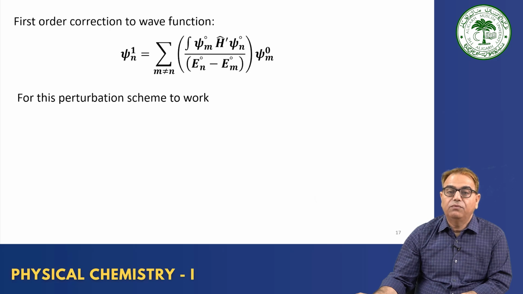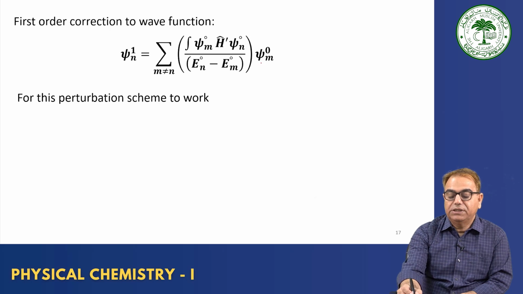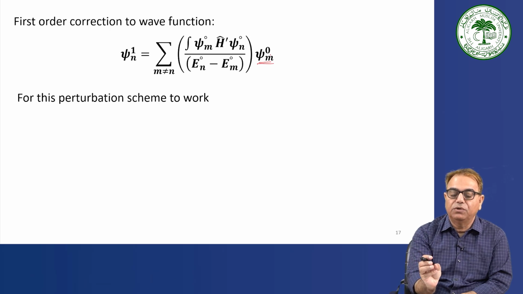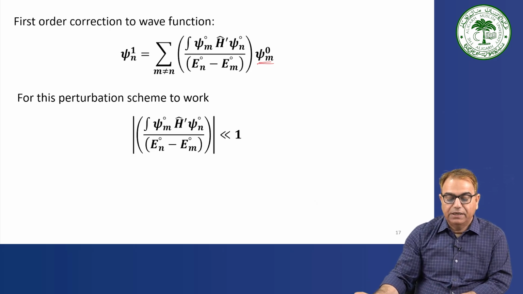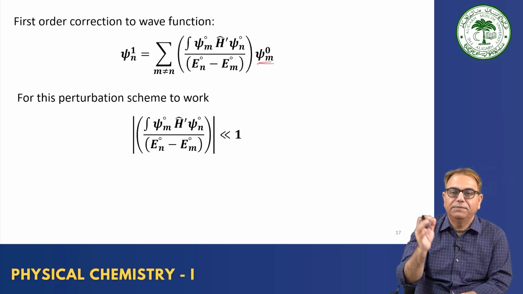For this perturbation scheme to work, what is the condition? The condition is that psi m naught is a wave function for the unperturbed system, and I said that it should be disturbed by a very small amount. That small amount should come from this ratio, and we say that this ratio should be very, very small, very much less than 1. Then only this scheme will work. And suppose both psi n naught and psi m naught are the same, then what will happen? Then this condition will not be satisfied. It will not be less than 1, it will be infinity, very high. So then it will not work.